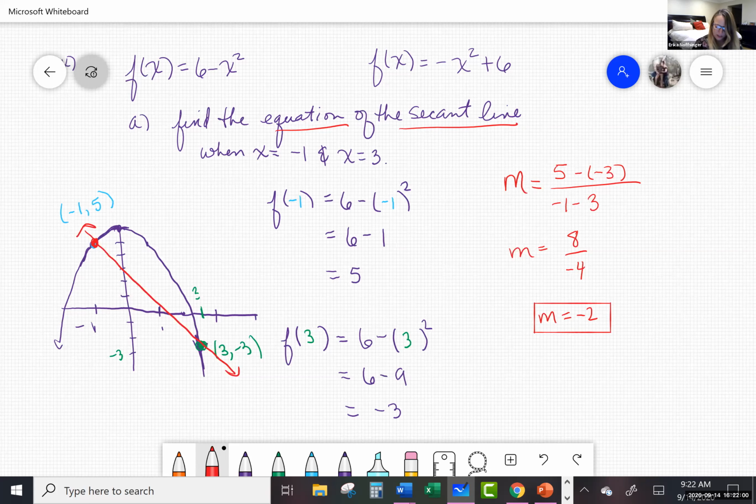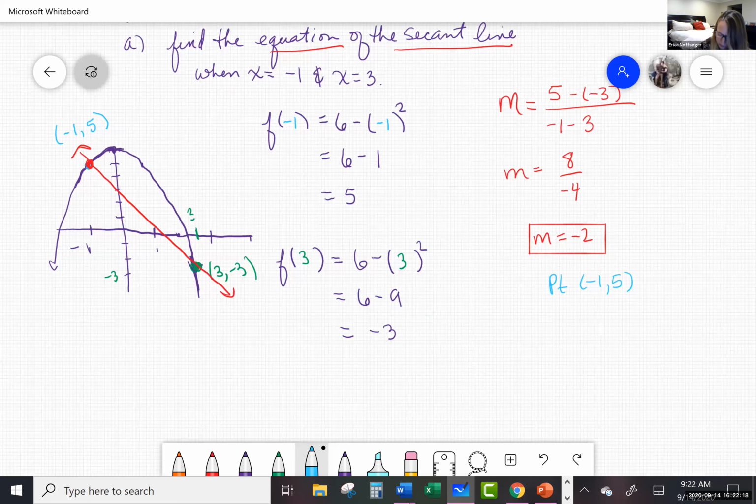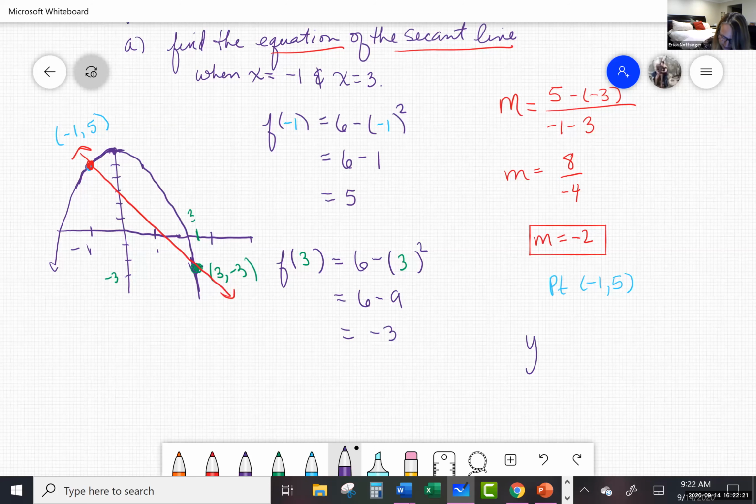Again, it doesn't matter which point we choose. So choose either one that we know is on that secant line. And so if we use (-1, 5), it's up to you. You can use y minus y sub 1 is equal to your slope all times x minus x sub 1, which is your point slope formula.